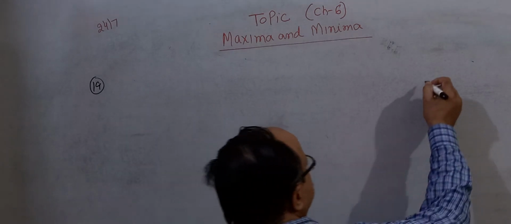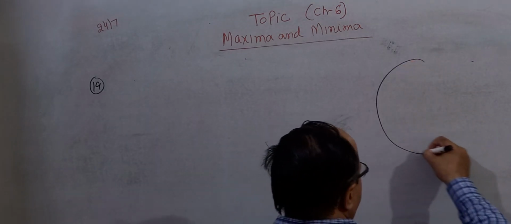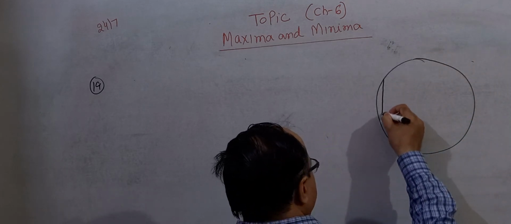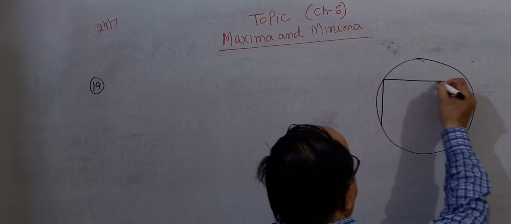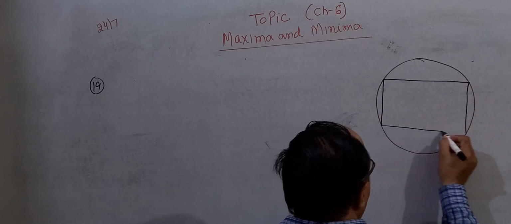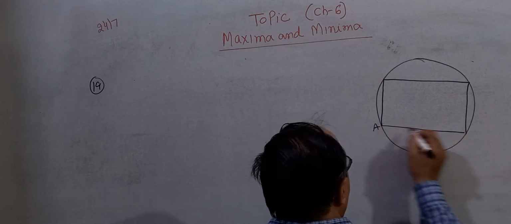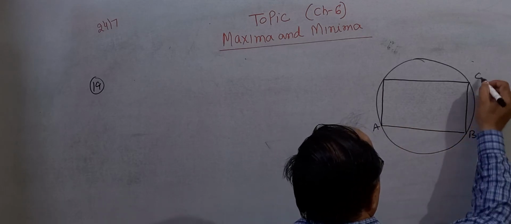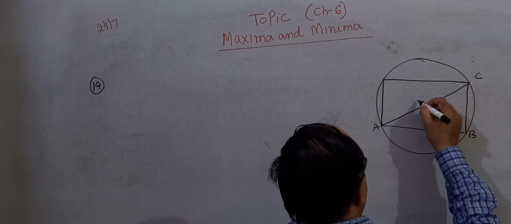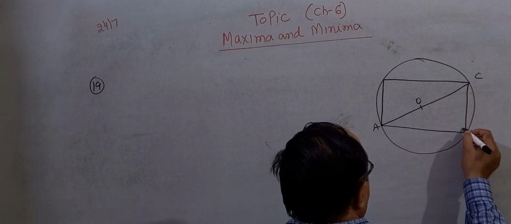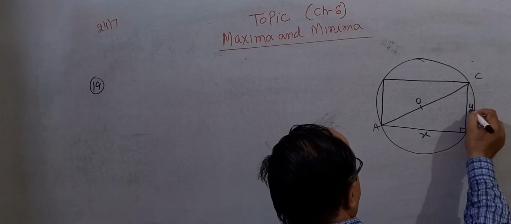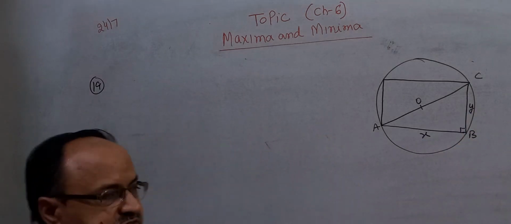Draw a circle, and inside the circle draw a rectangle. This is rectangle ABCD. This is the center O. This is 90 degree. Let AB be x and BC be y.